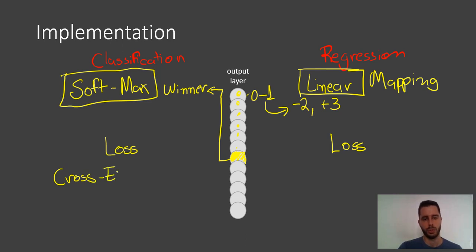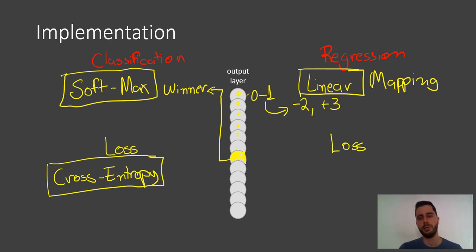Okay, so it checks if it has gotten the winner right, and if not, it tells the neural network which direction it has to go to continue learning. But in a regression, that's not what you want to do. What you want to do is minimize the distance between your current prediction and the actual values that you want to predict.